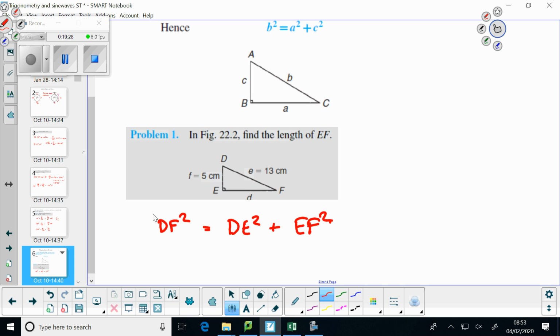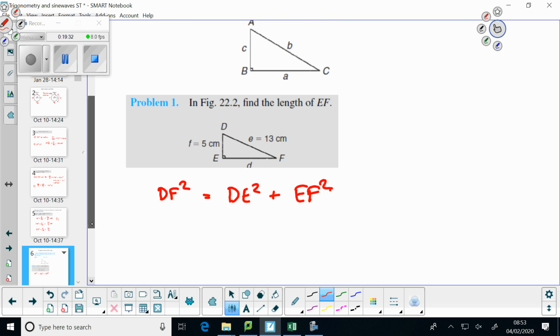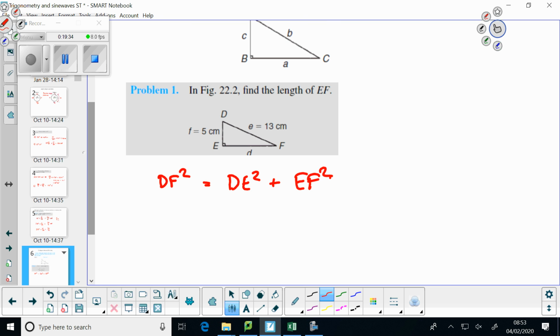I hate that when they label triangles up like that. But never mind, we'll go with it now. And then, so what we need to do, that's the square root of that as well, isn't it? So how do we go about rearranging that so that we can find EF?